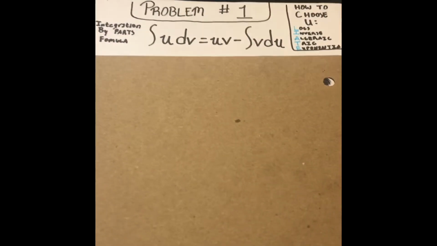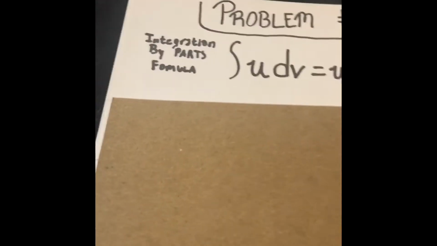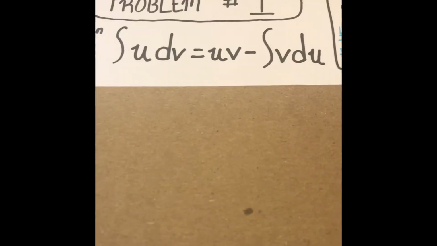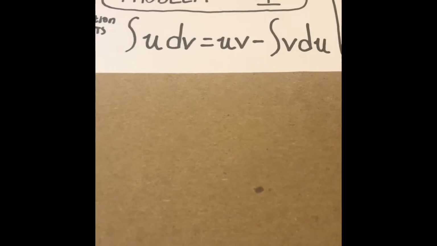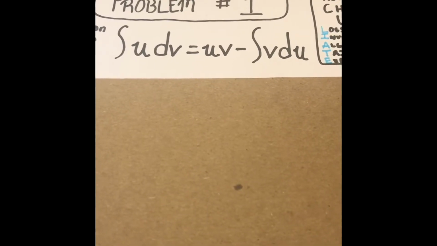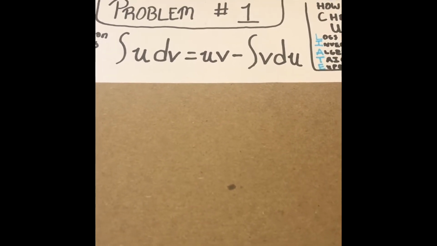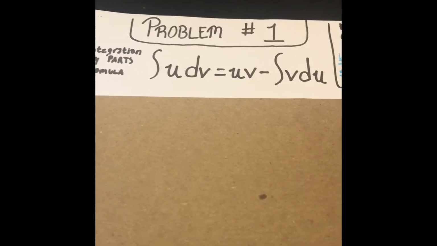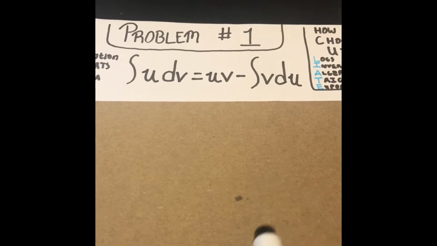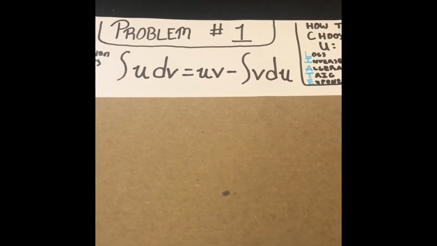Before I get started on problem number 1, I want to recall the integration by parts formula, which is the integral of u dv equal to uv minus the integral of v du. Essentially what we are doing here is making a whole new equation where our integral will be easier to solve.